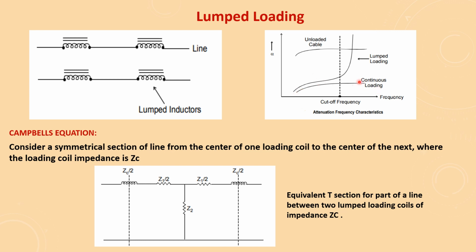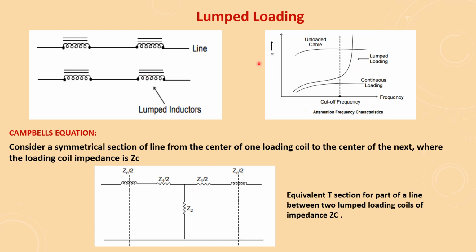From this we can see that the continuously loaded cable is totally independent of frequency. But in the case of lumped loading, after the cutoff frequency, there is a sudden increase in the alpha value, that is the attenuation value. So this is the difference between continuous and lumped loading with respect to alpha.